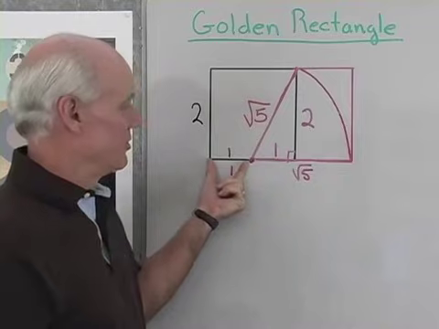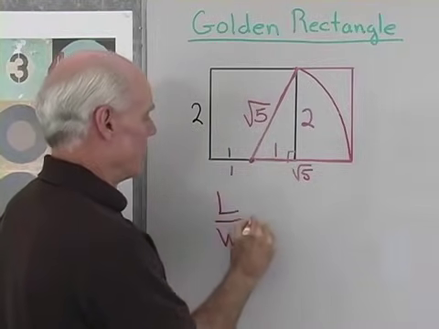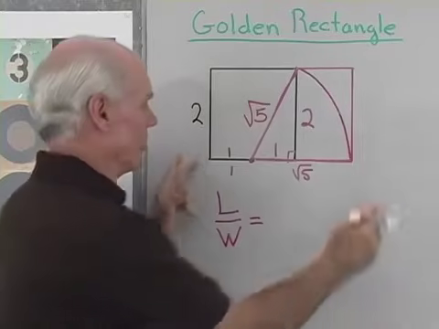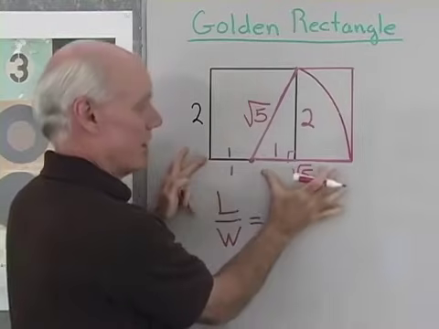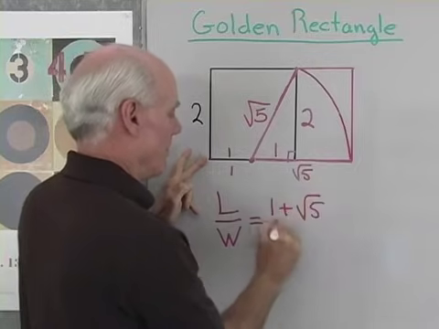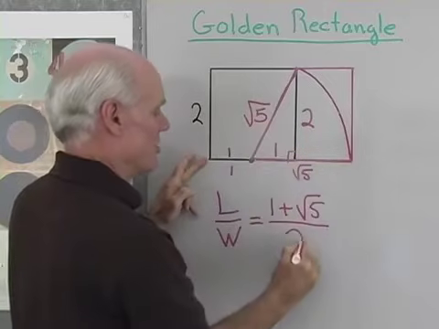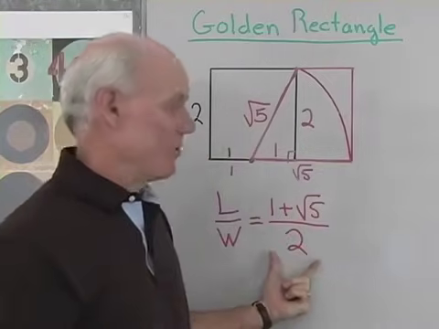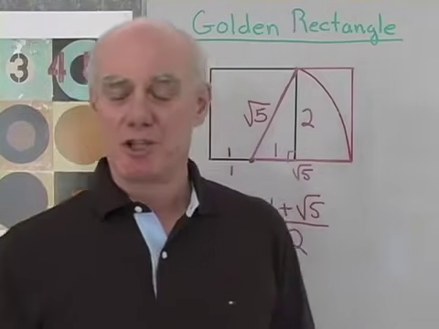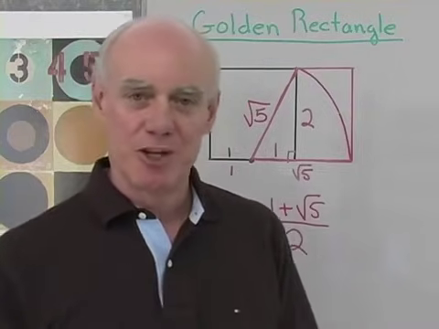And this little length is 1, so if I want the ratio of length to width in the golden rectangle, the length is 1 plus square root 5. And the width is this width right here, which is just 2. So this number right here, 1 plus square root 5 over 2, it's an irrational number, but it's also called the golden ratio. Very special number in mathematics.